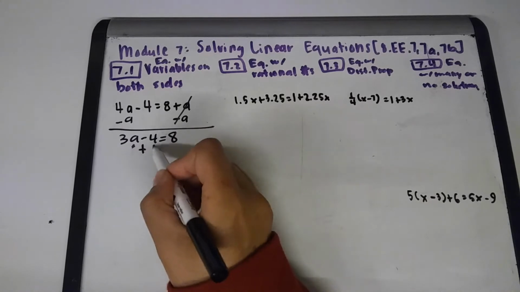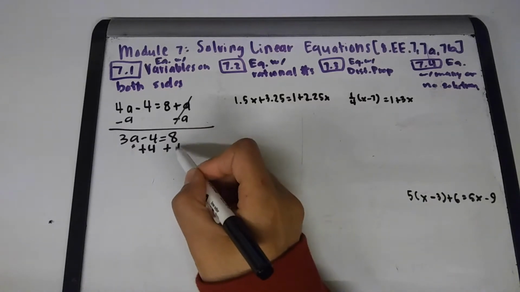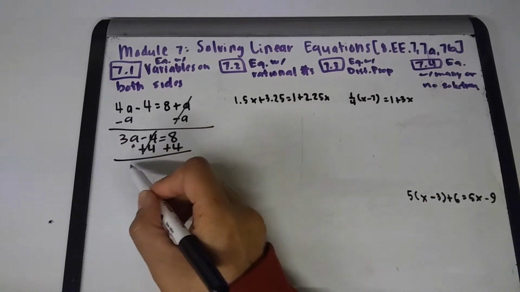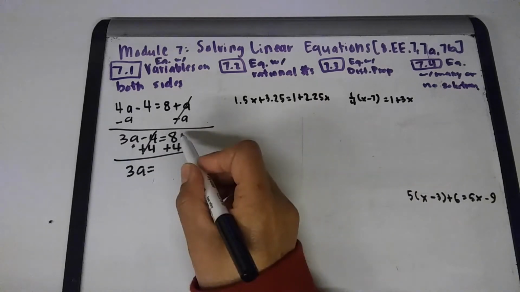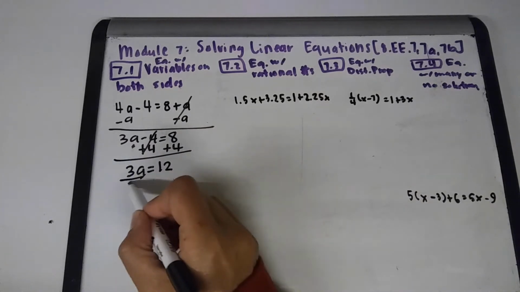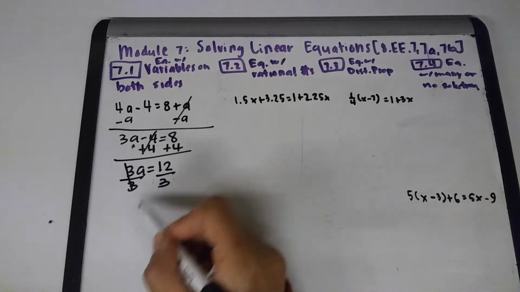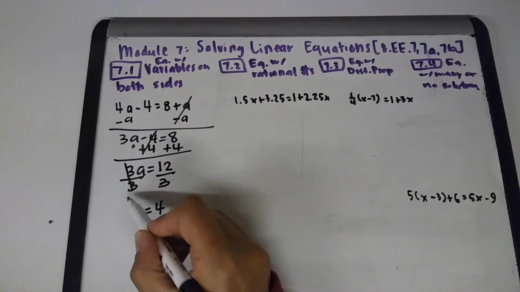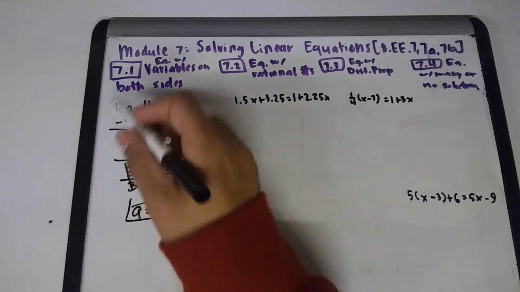I'm going to move this 4. So I'm going to do the opposite operation, which is to add. That goes away. Then I have 3a equals 8 plus 4 is 12. Last step is to divide. So I end up with a equals 4. And just to check, I can plug it back in and see if that's true.